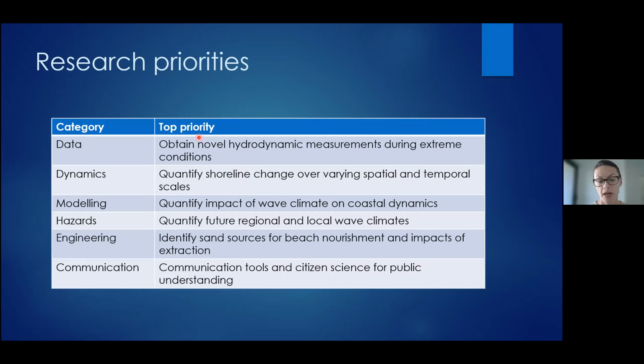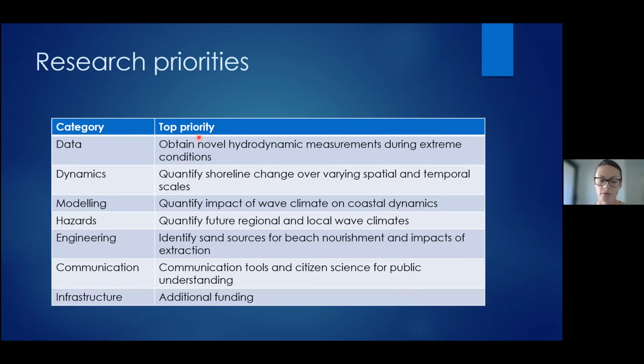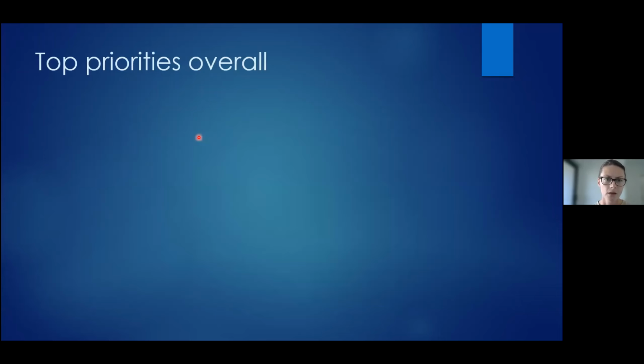In terms of the communication and collaboration category, identifying and developing better communication tools, and citizen science tools for public understanding, was seen as the most important. And in the infrastructure, innovation, and funding category, I'll give you one guess as to what the most important priority was seen as, and it was additional funding. Ultimately, it underpins what we do.